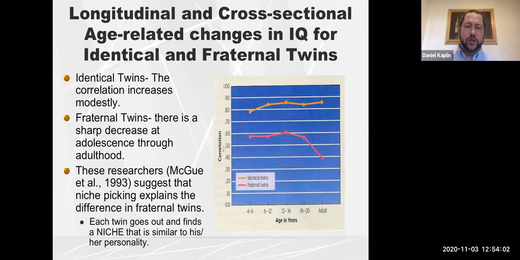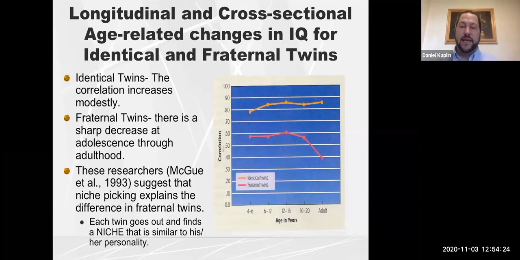So research suggests, Magoo and colleagues found that fraternal twins tend to find their own niche. And through niche picking, they don't use each other as much as their friend group. They find their own friend group, which creates greater differences in their environment, which affects their IQ.